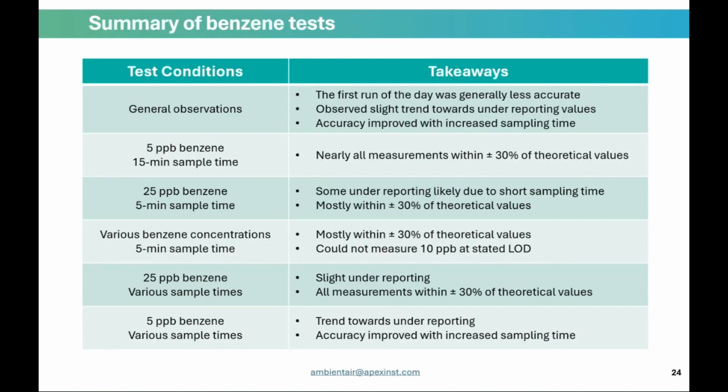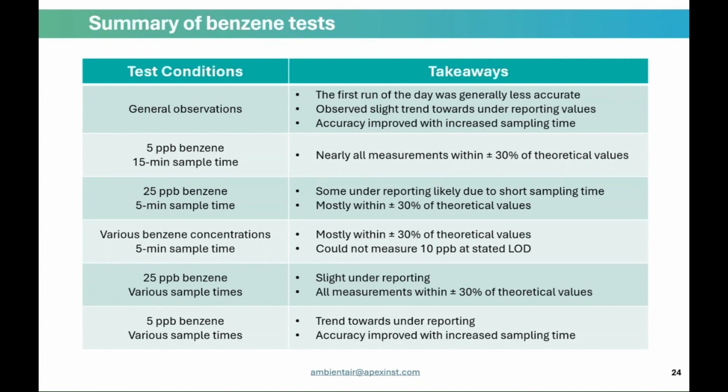So to quickly re-summarize the results from the benzene tests, the general observations we see here are that the first run of the day for the VOC analyzer was generally less accurate. So that kind of points to wanting to do a warm-up run before taking into account those results. We're also seeing an observed trend towards slightly underreporting values in general. And we're seeing that accuracy improves with increased sampling time, which is not at all a surprise.